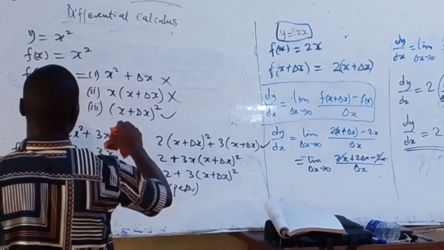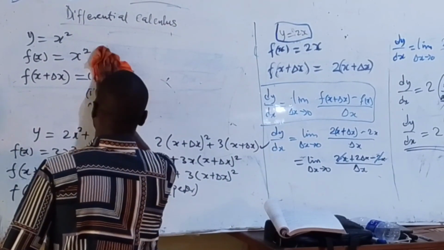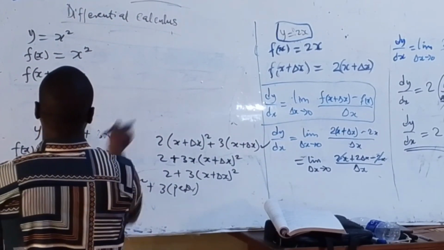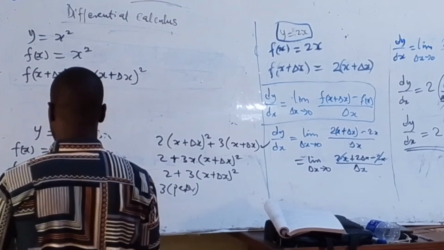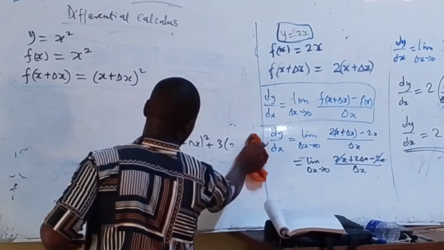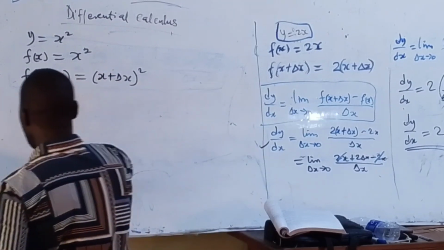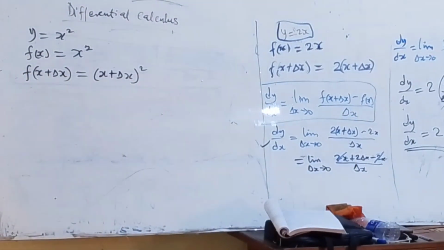Back to our main question. This is the correct answer because f of x is x squared. So f of x plus change in x is going to be x plus change in x, squared. All right? Are we there? All right. So just follow gradually.